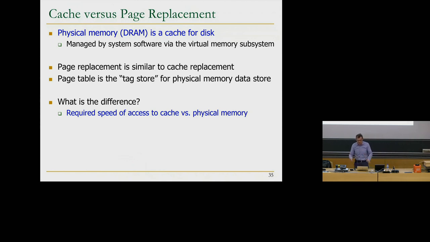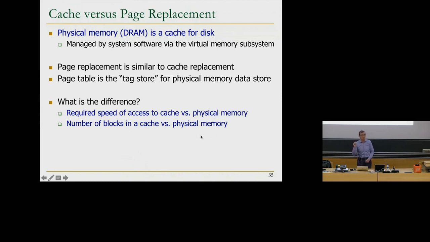But people have developed more sophisticated algorithms. So the speed of access is one difference. A cache, you need to access in a few cycles. Physical memory, hundreds, 500 cycles. The number of blocks in a processor cache is very small compared to the number of blocks in physical memory.